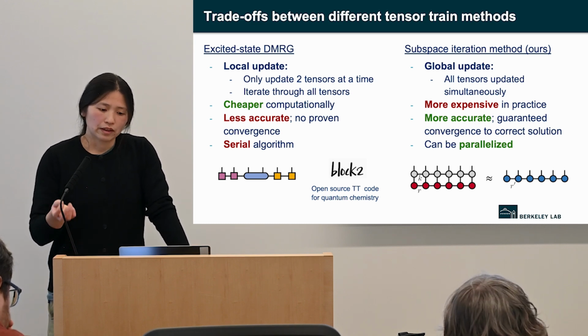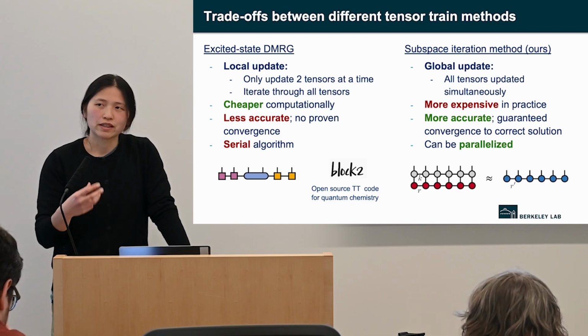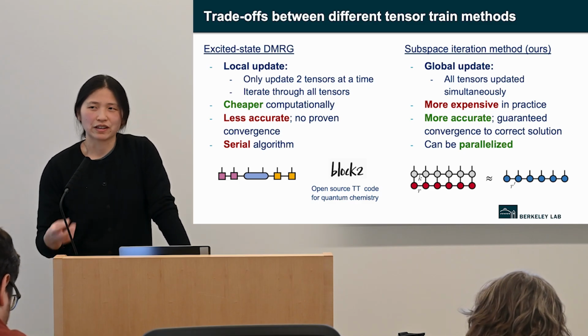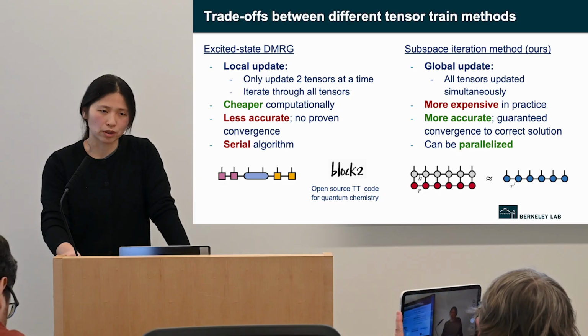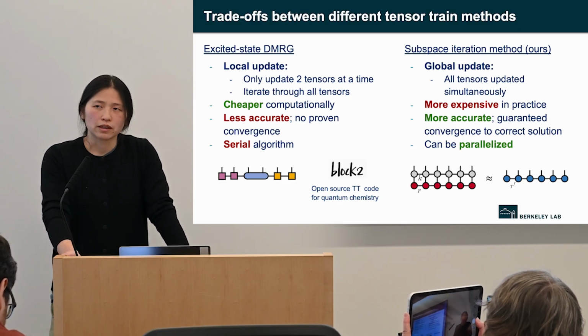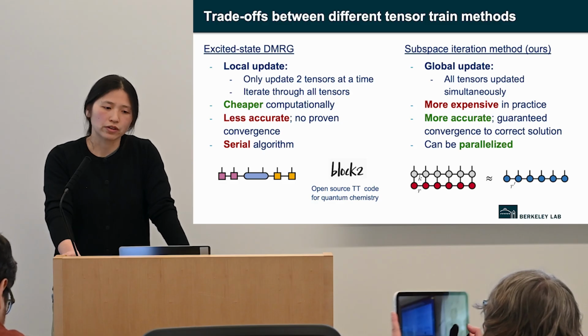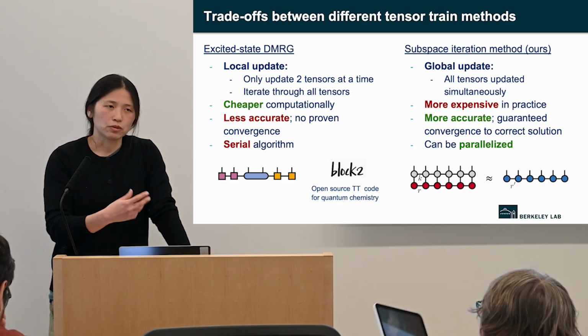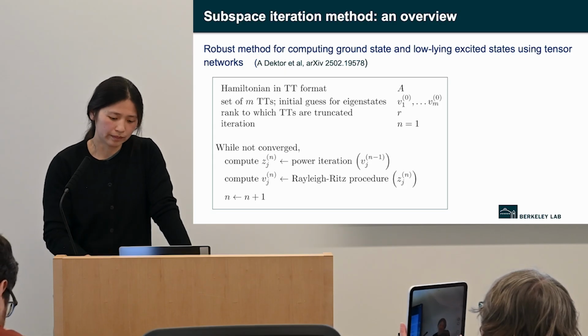And so this is the global update. Even though it technically has the same scaling with respect to rank as DMRG, it will be more expensive in practice. However, the method is going to be more accurate, and we can guarantee convergence to the correct solution. Furthermore, the subspace iteration method that we'll work on can be parallelized.